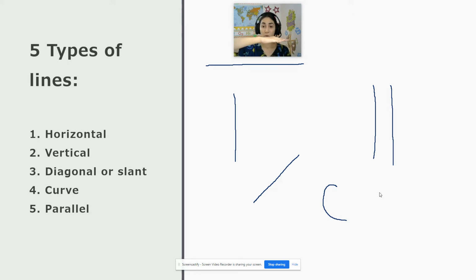So this would be horizontal, this would be vertical, this would be diagonal or slant. You see, it's a little bit tilted. Then you have the curved line, which is curved, and then you have the parallel lines. They never touch, they're always right next to each other.